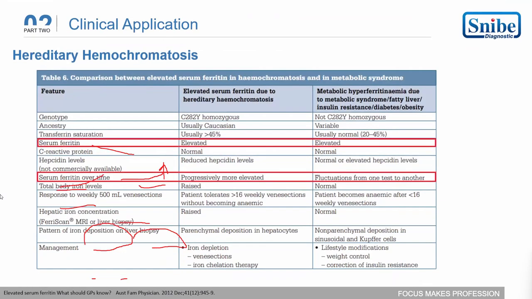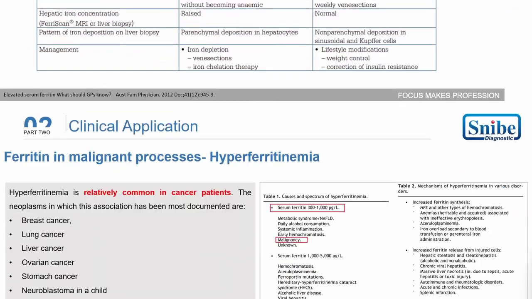So if we talk about hereditary hemochromatosis, the serum ferritin level is elevated over time, progressively more elevated, whereas it fluctuates in metabolic hyperferritinemia due to metabolic syndrome.